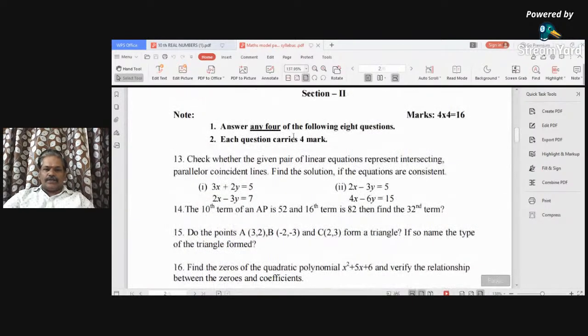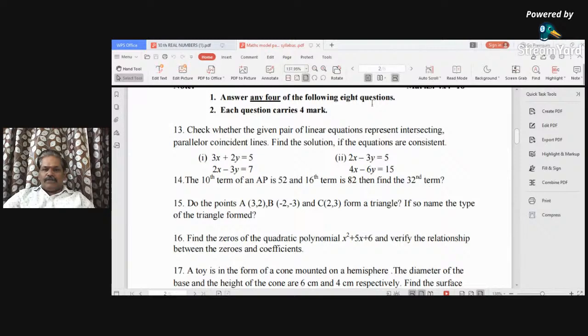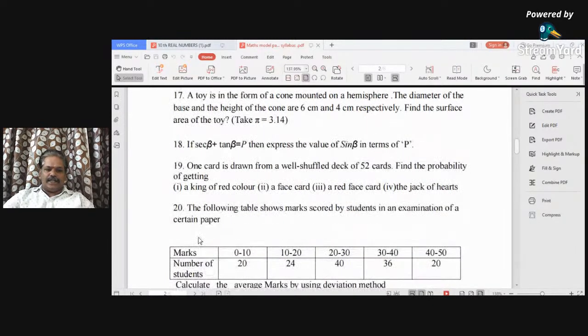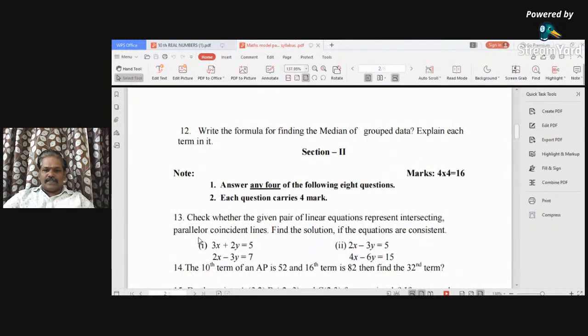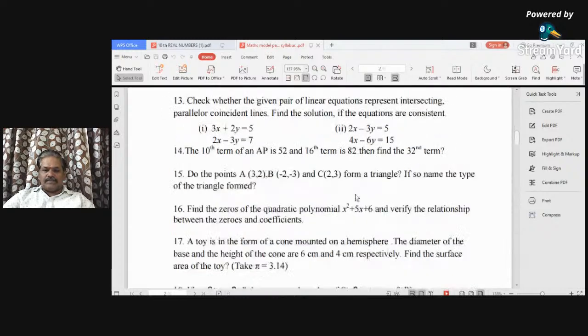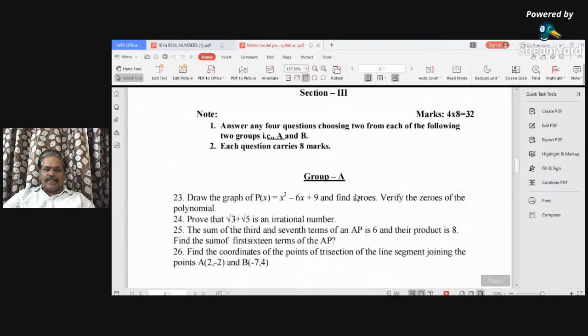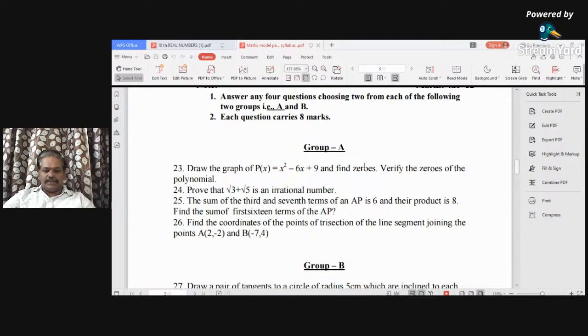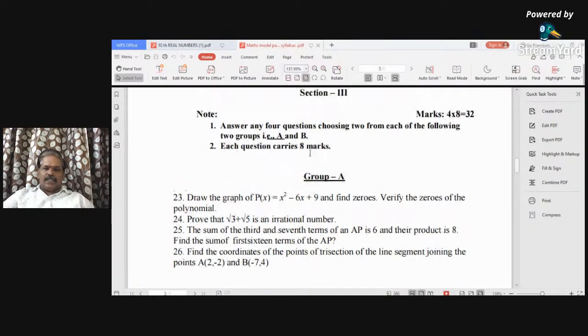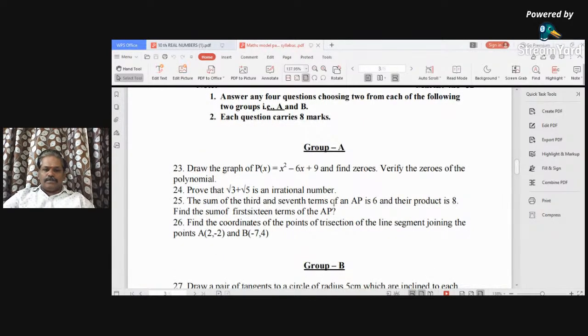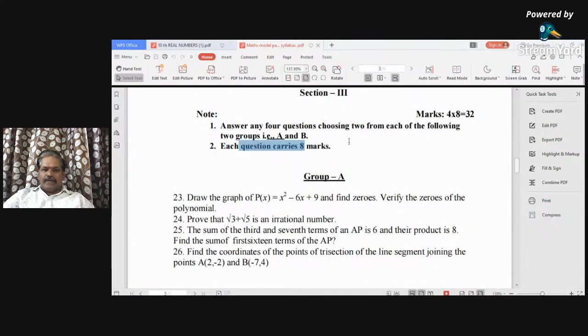Coming to Section 2, you need to answer any 4 of the 8 questions, 13, 14, 15, 16, 17, 18, 19, 20. Out of these 8 questions, you need to answer any 4. So 4 into 4, 16 marks. Coming to Section 3, there will be 4 questions in each group. Each carries 8 marks. You need to answer at least 2 from each group.